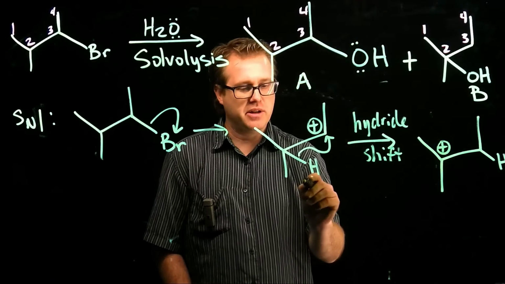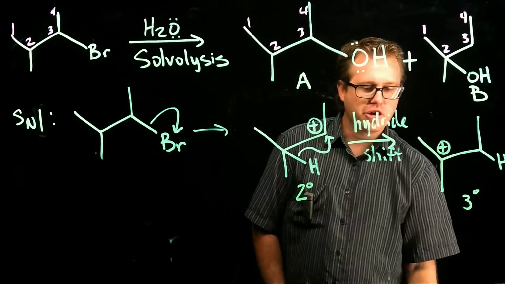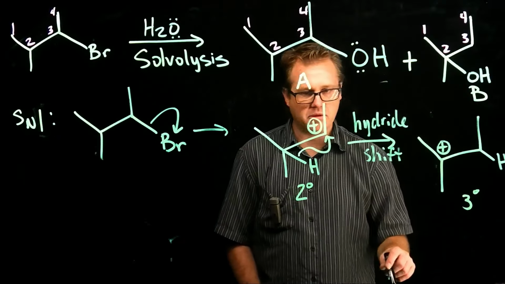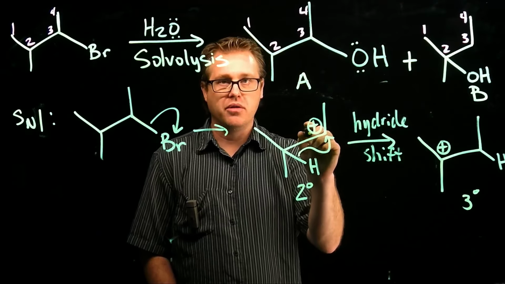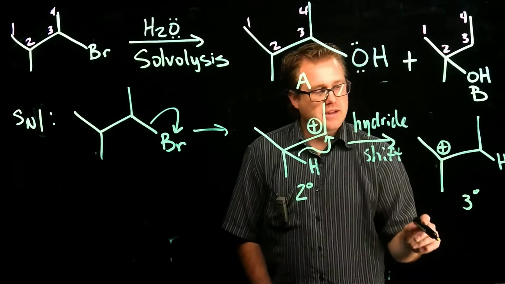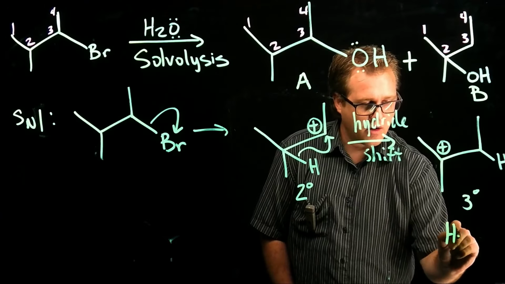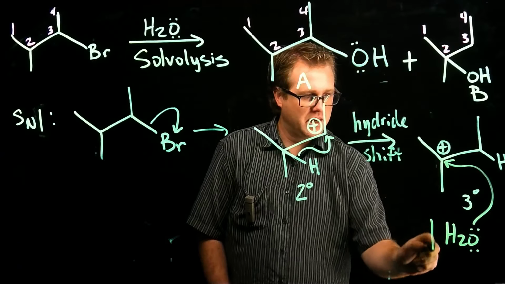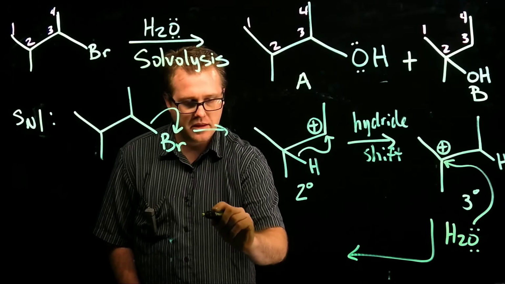So why would this do this? Because we went from a secondary carbocation to a tertiary carbocation. And we've learned that tertiary carbocations are more stable. So whenever you generate a carbocation, it is a good rule of thumb to look for rearrangements. And so we have our hydride shift or hydride rearrangement. And now we can have our water come in and attack. And so that would be our coordination step. So that would give us this.